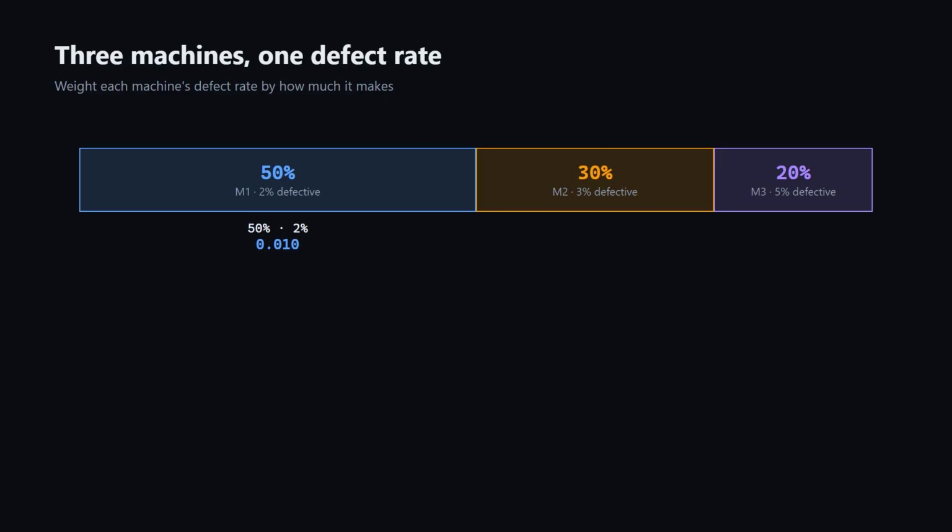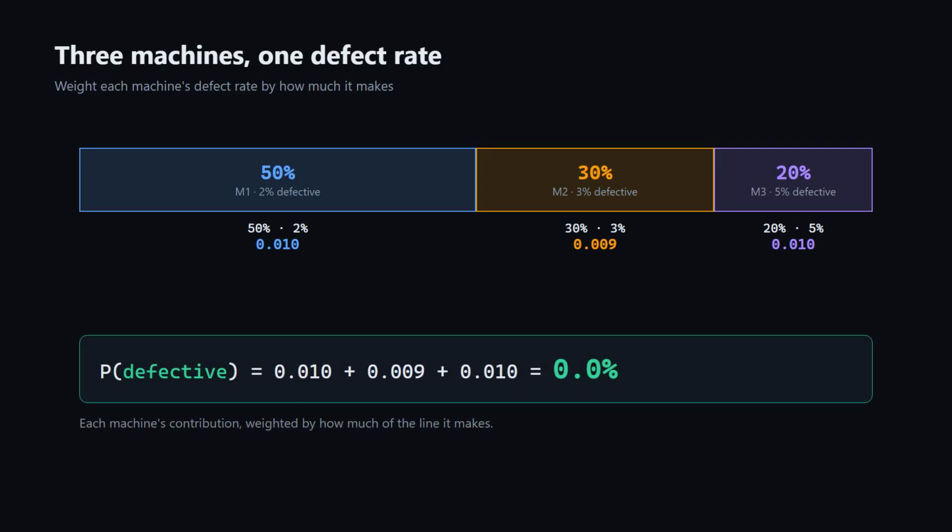Weight each machine's defect rate by its share and add them up. 0.5 times 0.02 plus 0.3 times 0.03 plus 0.2 times 0.05. That comes out to 2.9% overall, each machine's contribution, weighted by how much of the total it actually makes.